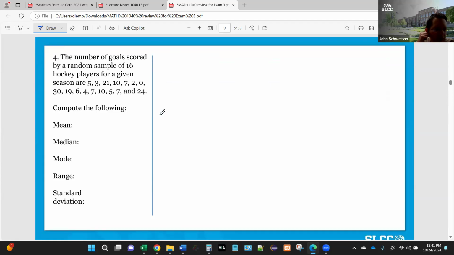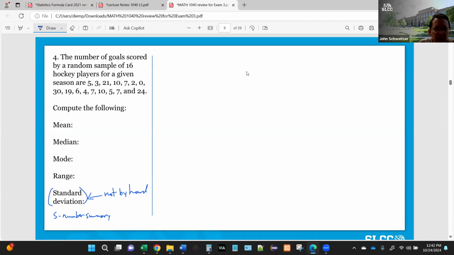Okay, what I'd like you to be able to do is to take a raw data set and find all of the key numbers by hand, except for the standard deviation. You don't need to do this one by hand. But the rest of these, if I ask you for the median or the mode or the range or something, I'd like you to be able to do that by hand. So the number of goals scored by a random sample of 16 hockey players. If we have that raw data set, how can we find all of these numbers along with the 5-number summary? I'm going to just add in there 5-number summary. How would we do that?